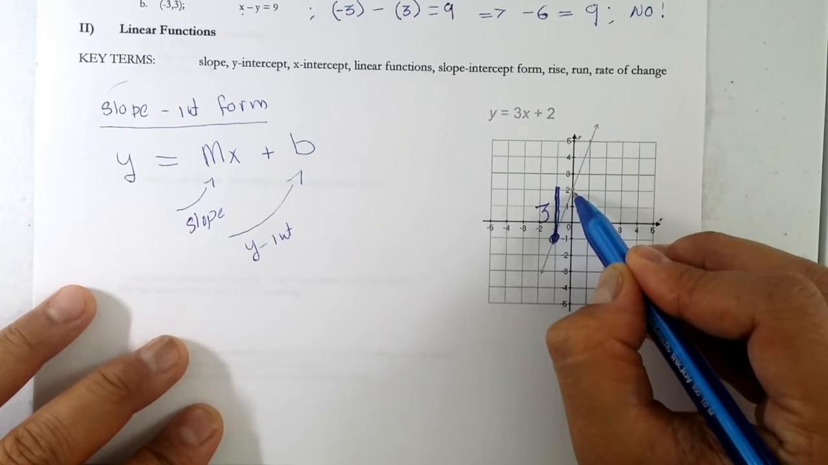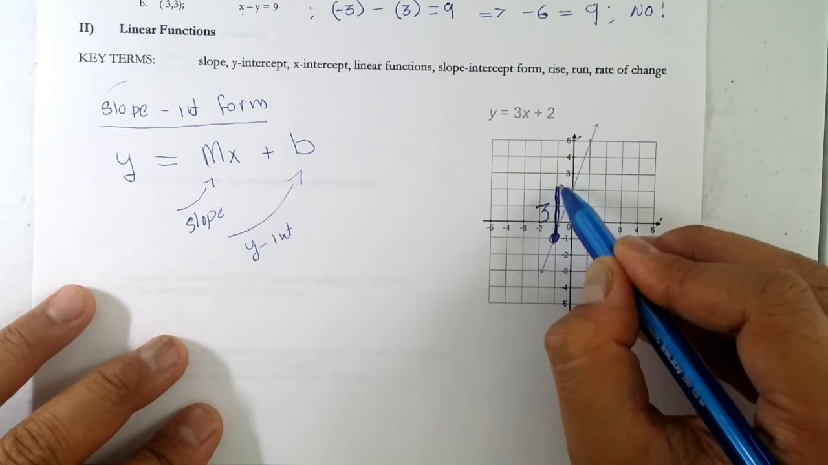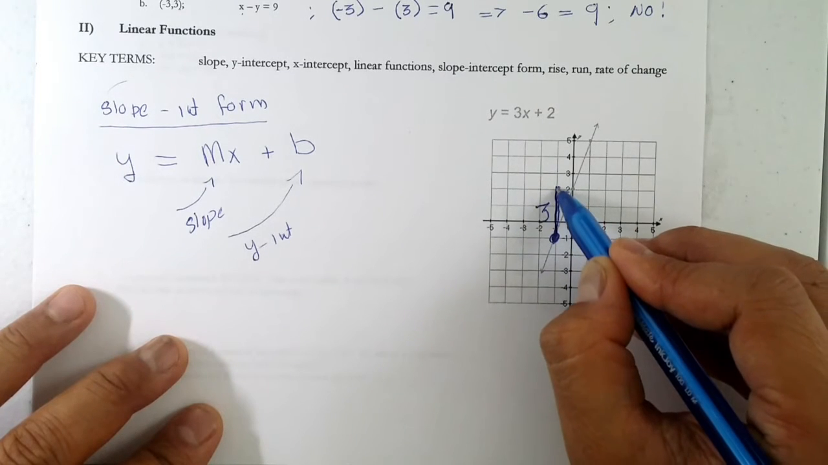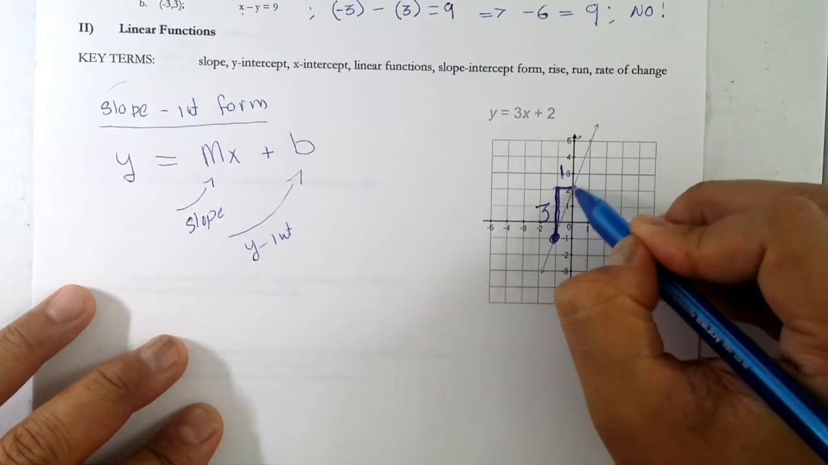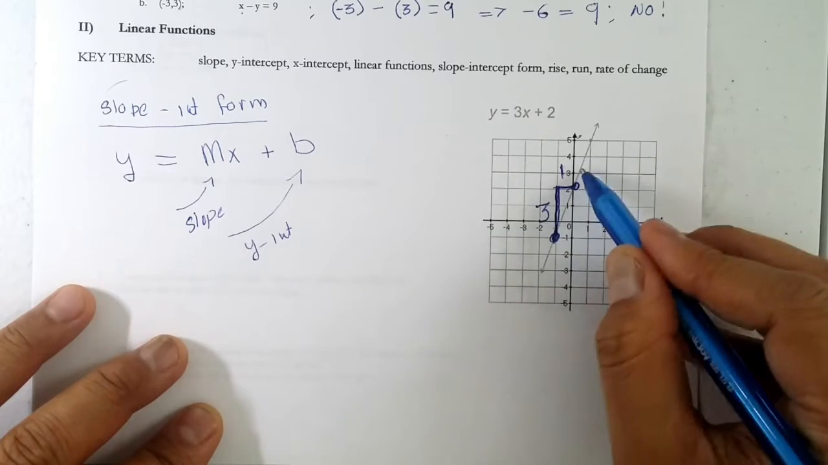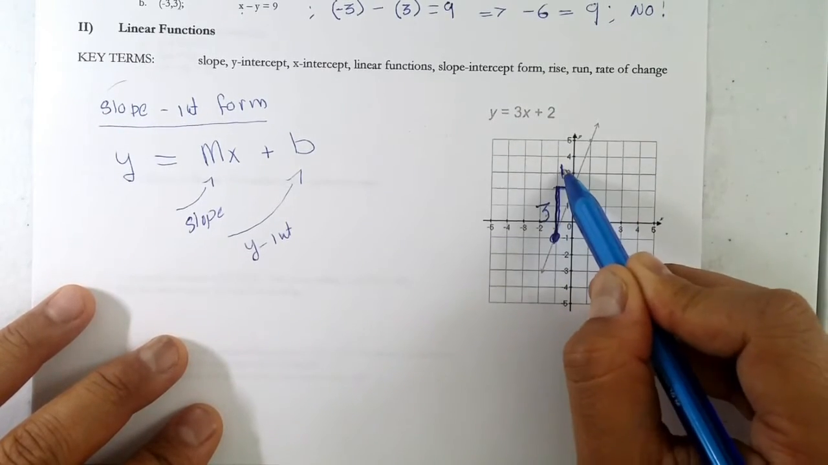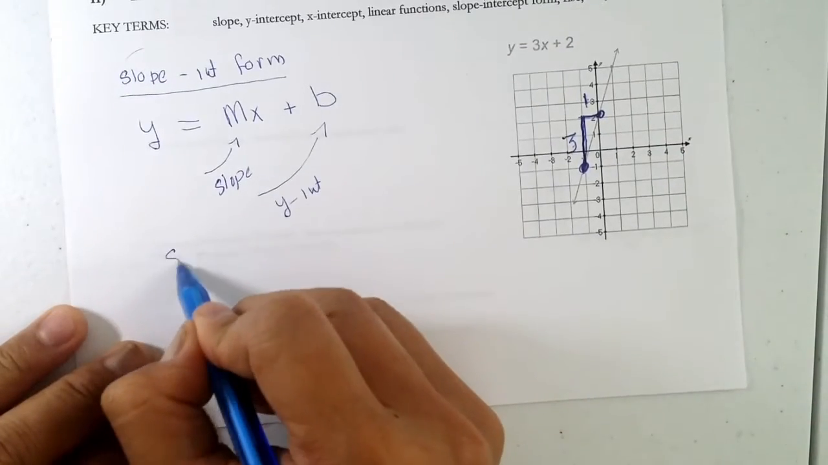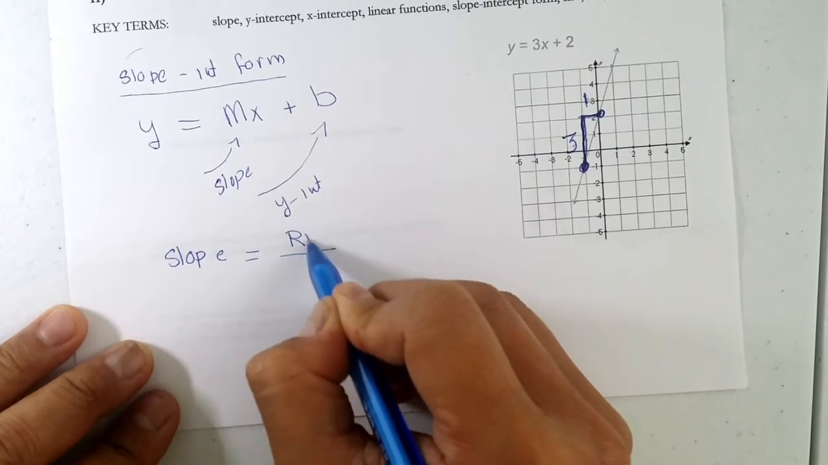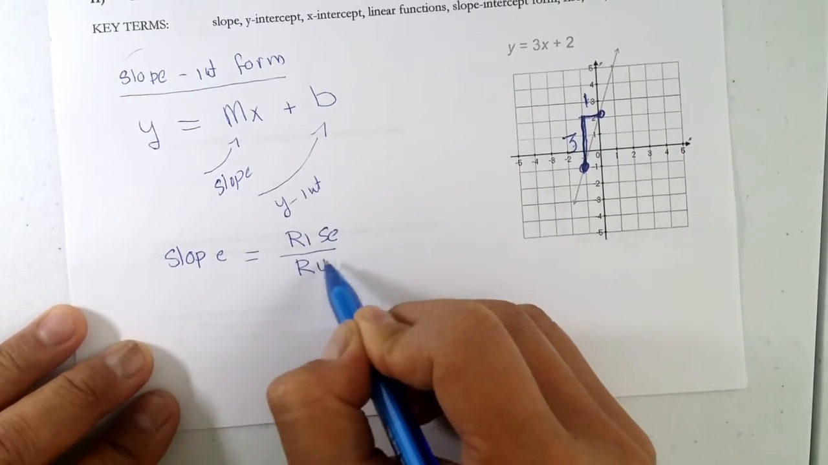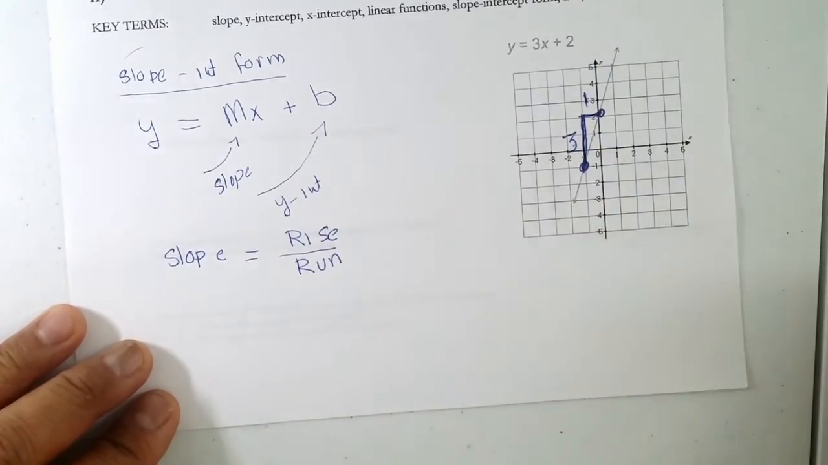And then to get to the next point, I started here. This is my starting point. I want to move until I get to the next point. So to move to the next point, I went up 3 units, and I'm going to go to the right 1 unit to get to the next point. And that's actually my slope. So my slope is rise 3, run 1. And if we look at the slope graphically, slope is defined to be rise over run, and in our case it's 3 over 1, and that's why it's 3. All right.